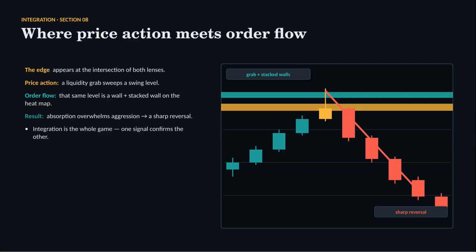Here's where it all comes together, and this is the edge. Your best trades appear at the intersection of both lenses. Price action gives you the setup, say a liquidity grab sweeping a swing level. Order flow confirms it. That same level shows up as a wall or a stacked wall on the heat map. Now absorption overwhelms aggression, and you get a sharp reversal, with two independent signals pointing the same way. Integration is the whole game. One signal on its own is a guess. One confirming the other is a read.